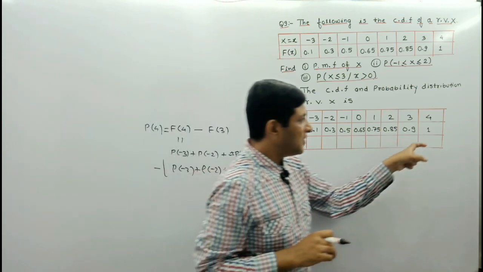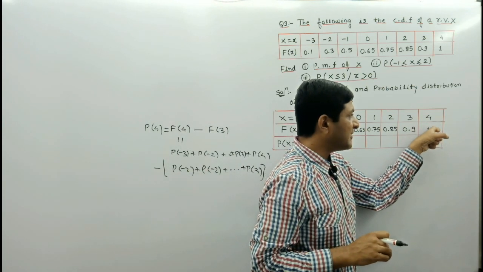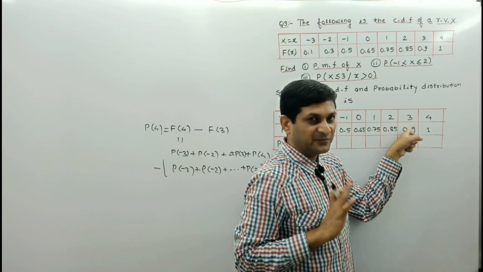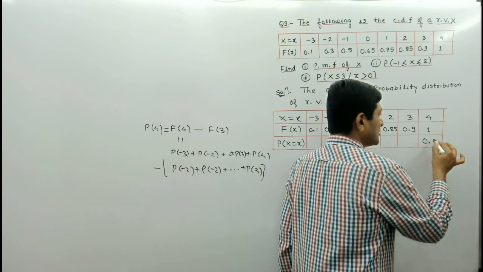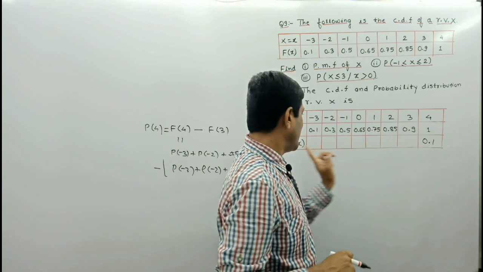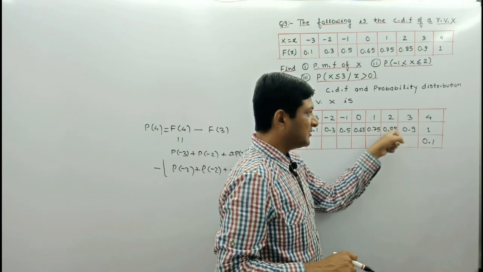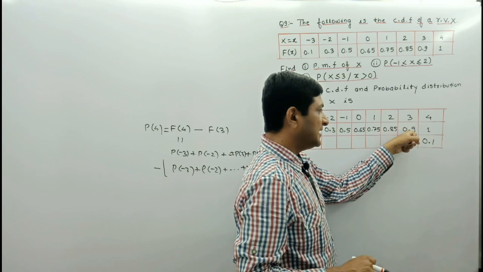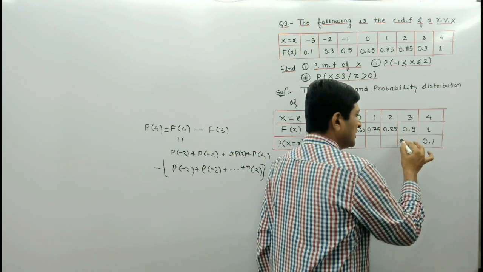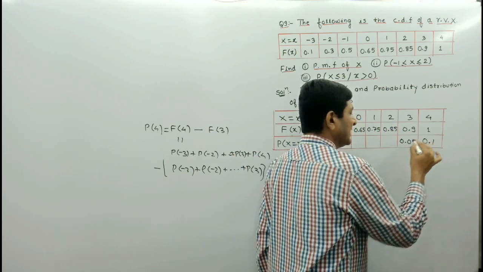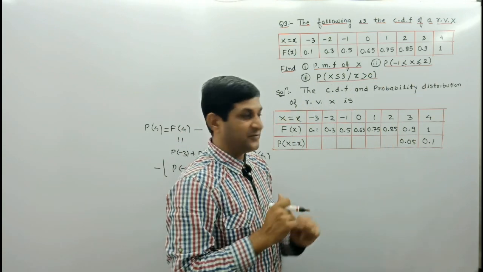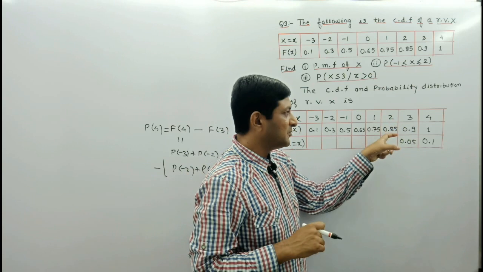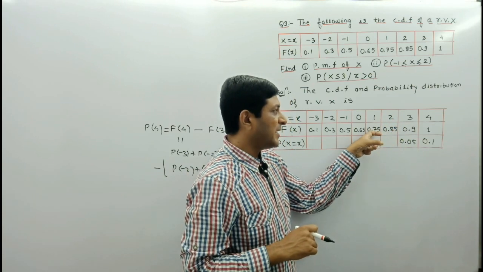So to find p of 4, we have to take the difference of F of 4 and F of 3. So 1 minus 0.9 will be equal to 0.1. In the same way, to find p of 3, we have to take this difference, 0.9 minus 0.85, which equals 0.05. Now we apply the same method in every case. To find p of 2, we have to take the difference of F of 2 and F of 1.